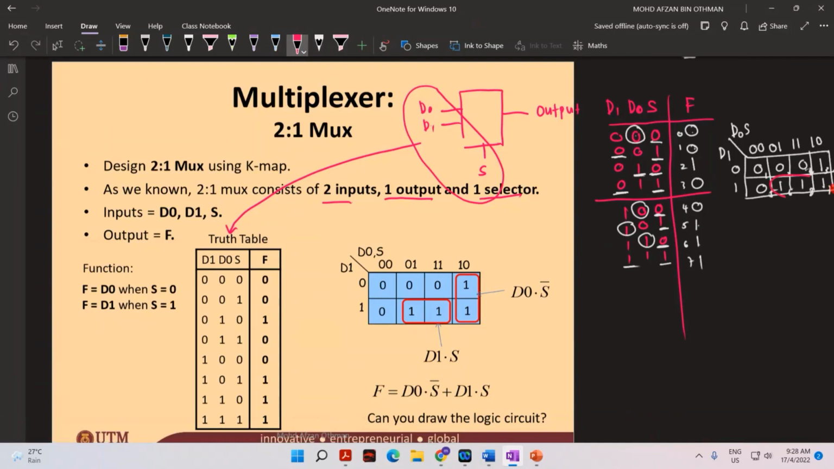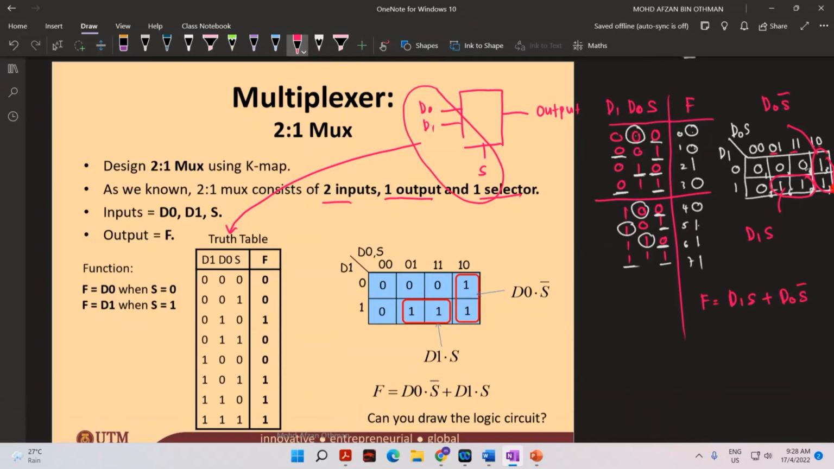So kita ambil, this is one group of 2 cells, and then this is another group of 2 cells. Dapatkan dia punya persamaan. So yang this one here become D1 and then S, because D not change from 0 to 1, and this one here is D0 S bar. Kenapa S bar? Sebabnya S always 0 while D1 change from 0 to 1. Okay, and then the output F is actually D1 S tambah D0 S bar.